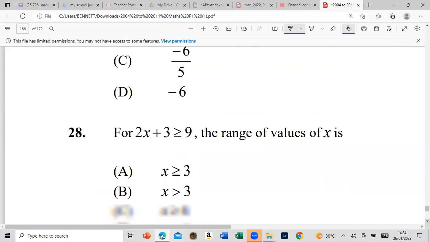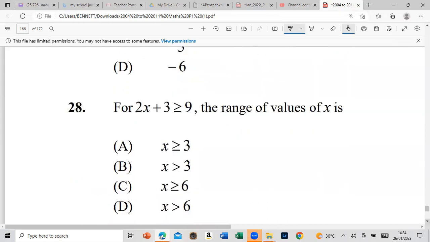Alright, let's move on to 28. It says now 2x plus 3 is greater than or equal to 9. So let us write it.